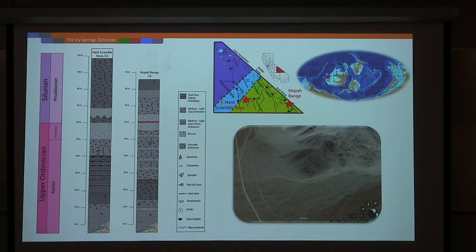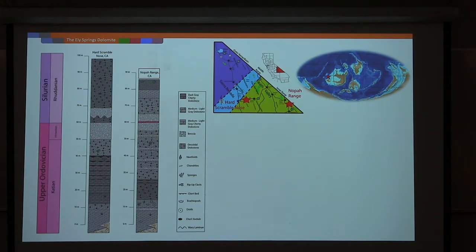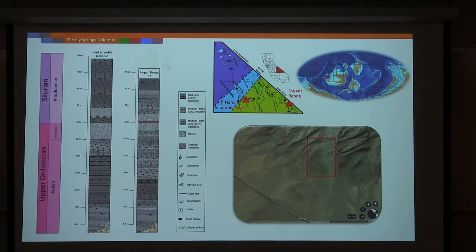In Google Earth view, the Hardscrabble Nose, or our study locality, is confined within this red rectangle. If you move in the direction of this arrow, you're moving from the bottom or the base of the unit to the top of the unit, as we see here in this column. Now looking at the Nopah Range. In Google Earth view, our study locality is confined by this red rectangle. When you move upwards in the direction of this arrow, you're moving from the base of the unit or the locality to the top of the locality.